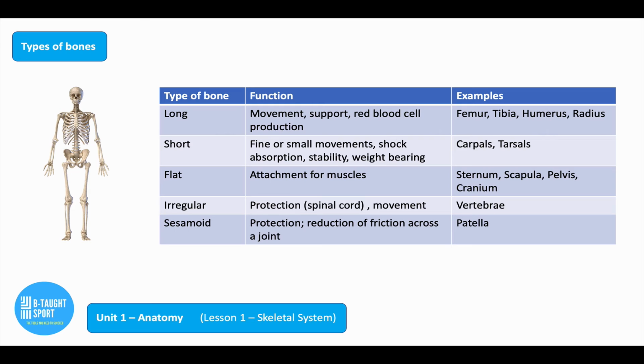You've got the short bones, which are for fine or small movements, shock absorbent, stability, and weight bearing, which are normally found in your hands. Flat bones are for attachment for muscles. Think about the sternum, the scapula, the pelvis, the cranium.